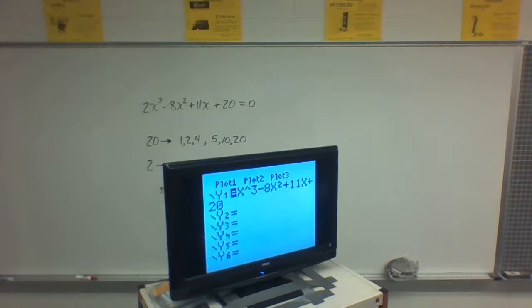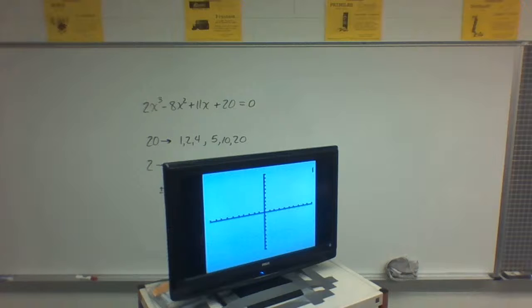Why does it still not give me that? It's x cubed. Oh, because I had a 2 in front of it. It's x cubed, 8x squared, 11x, all positives except for the 8. Okay, let's try it again. Oh, look, it's showing them all. And it looks like they're all 3 real.